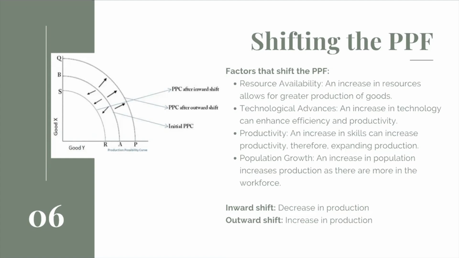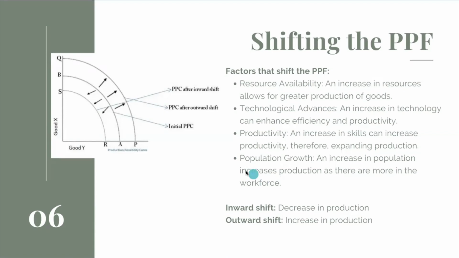Another factor is technological advances. An increase in technology can enhance efficiency and productivity, therefore resulting in a shift outward. Productivity is another one. An increase in skills will increase productivity and expand production. So with more productivity, the line will shift outward as they're more productive and creating more goods.